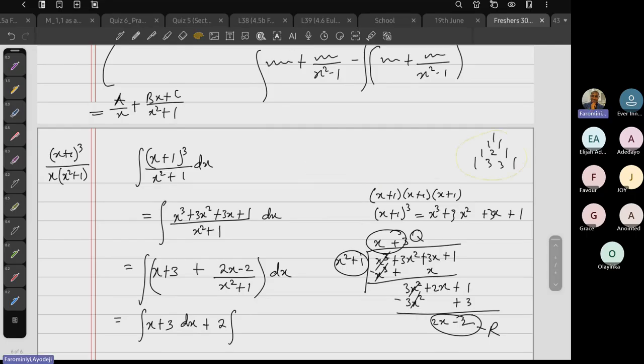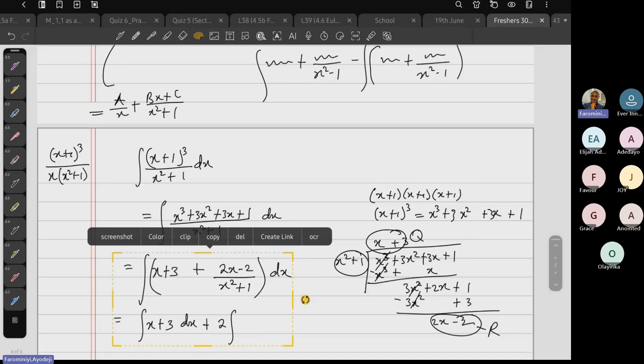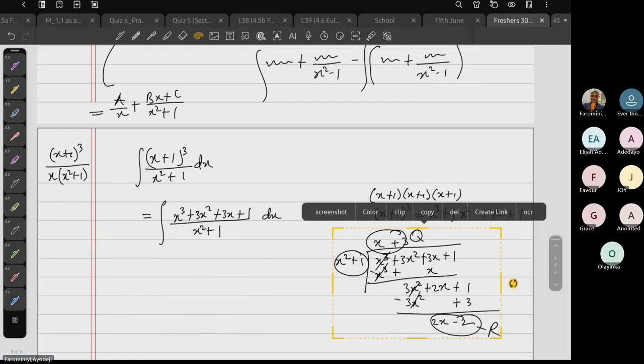Okay, so let me clear this and clear this. Okay, so the question was x plus 1 cubed over x squared plus 1. The first thing I said we should always think about is whether we can simplify, and this one is not something you can simplify. Also, can substitution work here?